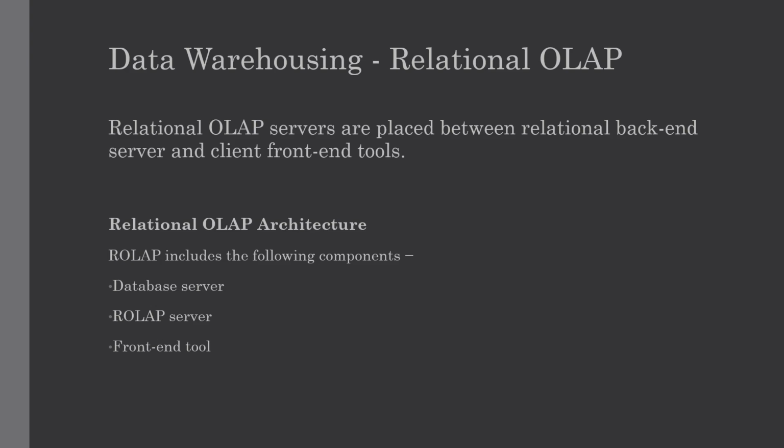So our first point is relational OLAP. The relational OLAP servers are placed between the relational backend servers and the client front-end tools. What are the client front-end tools? They are the tools used for analyzing and reporting purposes, such as Power BI Desktop and Informatica and so on. To store and manage the warehouse data, the relational OLAP uses the relational or the extended relational DBMS. The ROLAP includes implementation of aggregation navigation logic as well as optimization for each DBMS at the back end and some additional tools and services.